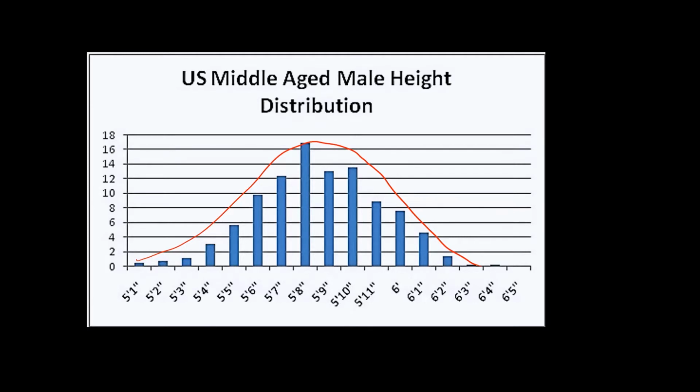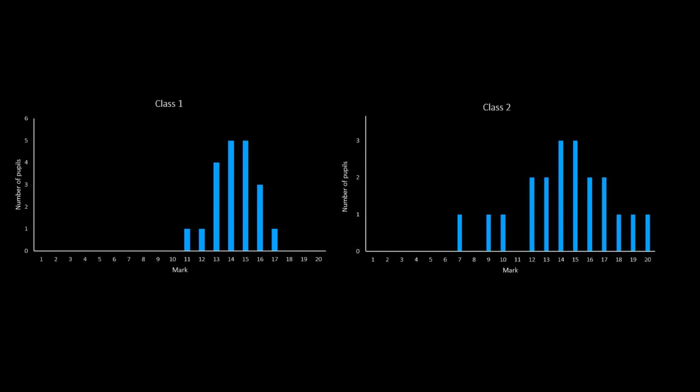Most people are not either extremely short or extremely tall. Most people are somewhere in the middle. Now let's have a look at the results from those two classes. This is class 1 and it does show a bell-shaped curve. It is a normal distribution.